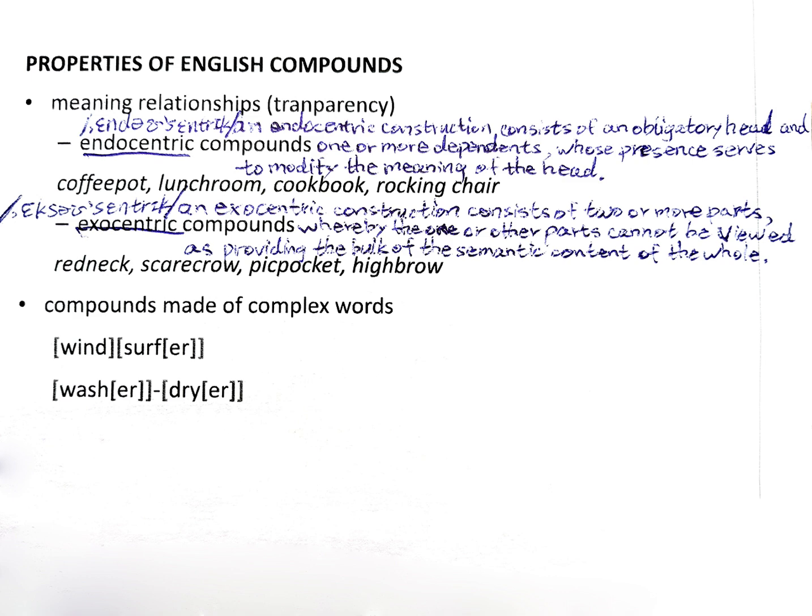Let's take the word lunch room. The free morphemes lunch and room are relatable, right? If you want to have lunch, better you eat it in the room. Some kind of room. Cookbook, also relatable. Rocking chair. So let's talk about exocentric.